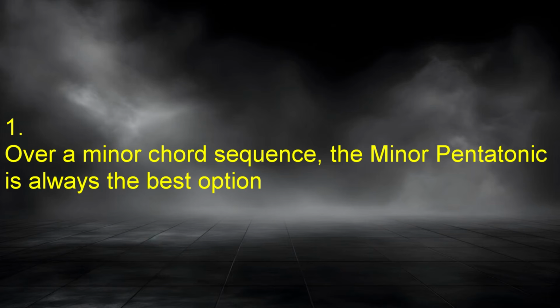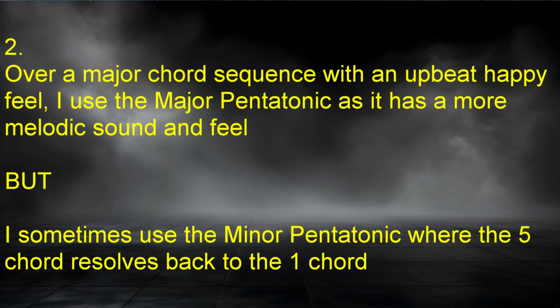Okay, so let's have a quick recap on my approach to using pentatonic scales. Number 1, over a minor chord sequence, the minor pentatonic is always the best option. Number 2, over a major chord sequence with an upbeat and happy feel, I prefer the major pentatonic as it has a more melodic sound and feel. But I do like to sometimes play the minor pentatonic over the turnaround section where the 5 chord resolves back to the 1 chord. So in the example we looked at earlier, that's where the E chord resolves back to the A.